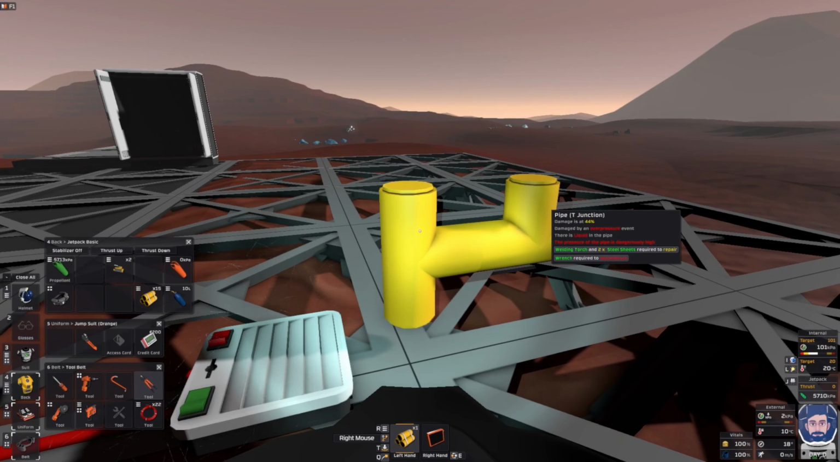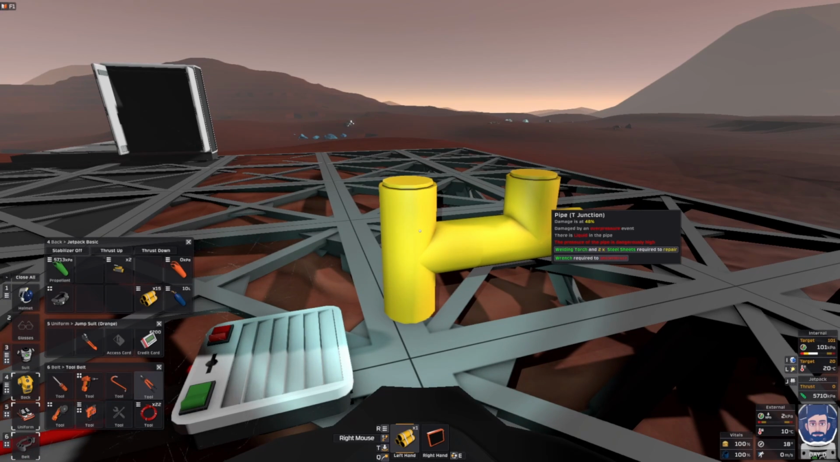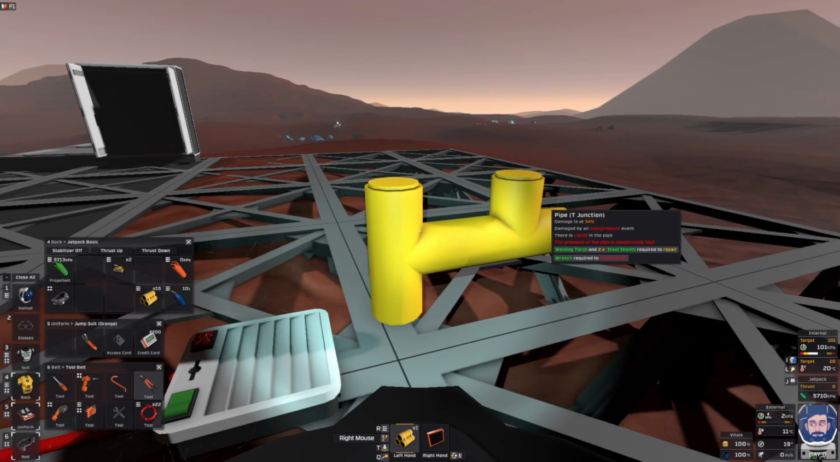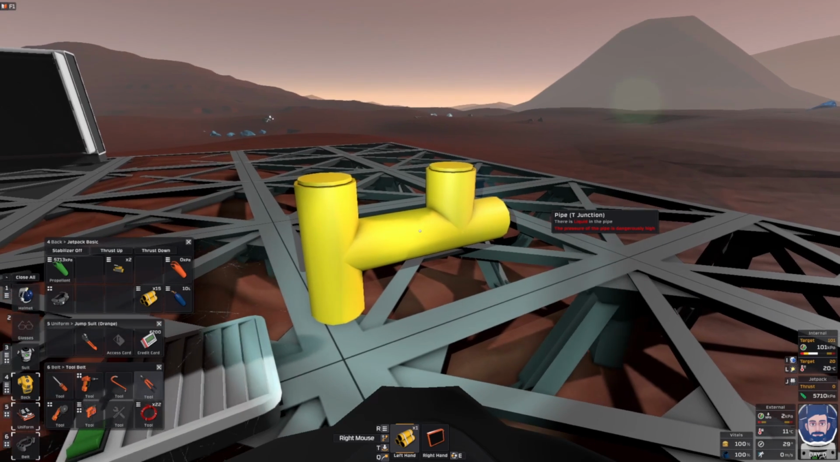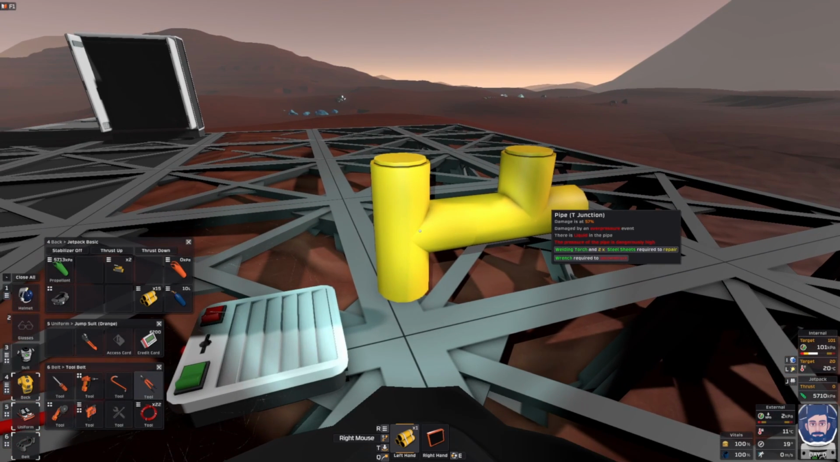If we look at the tooltip for the pipe, you will see that it is taking damage. Right now, the section is at 50% damage, and that is increasing as it continues to stay in a state of overpressurization. The tooltip also tells you why it is taking damage. In the current case, it's taking damage because of overpressure.